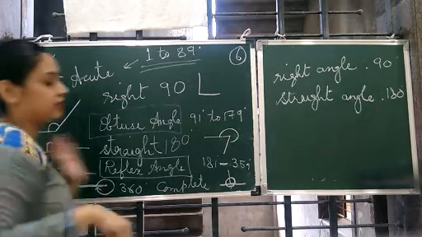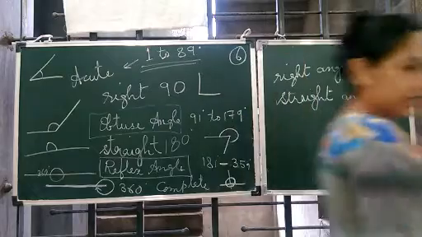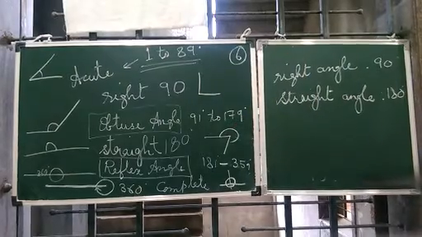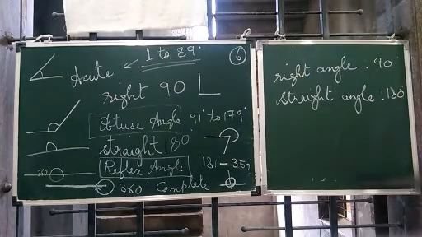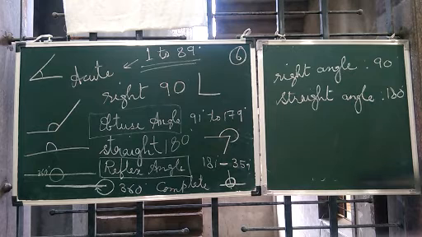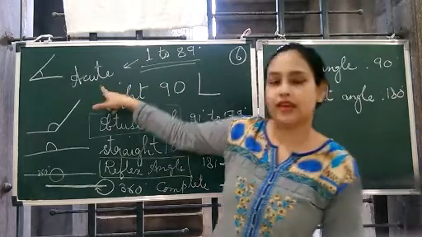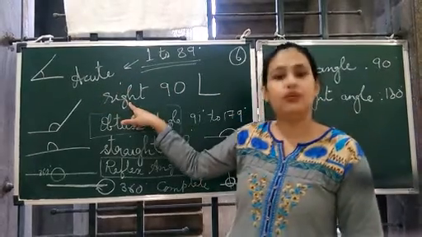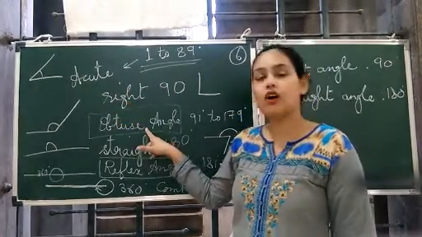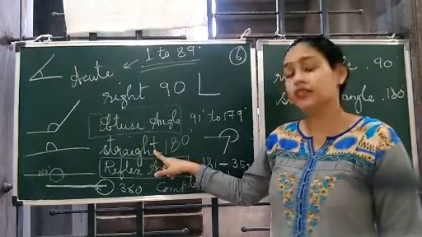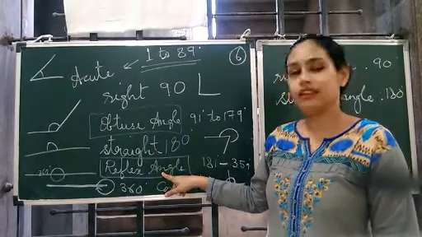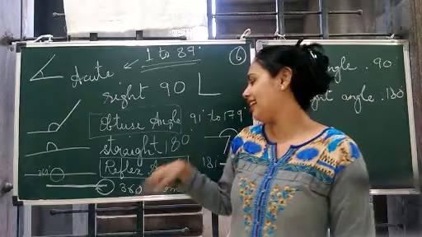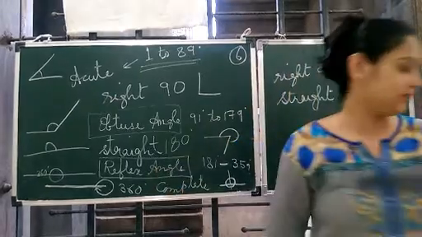So these are the different types of angles which we have already done in our last years, but still we are having a small revision of them. So we all know the types of angles: acute angle, right angle, obtuse angle, straight angle, reflex angle, and complete angle.